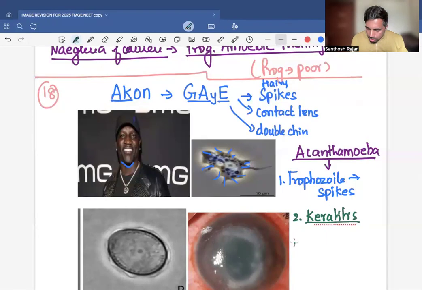Next one, third one. You see, this is here the cyst. The cyst is having a double wall. That's what I said, double chin. Double chin because the cyst is double layer. That's all, double layer.